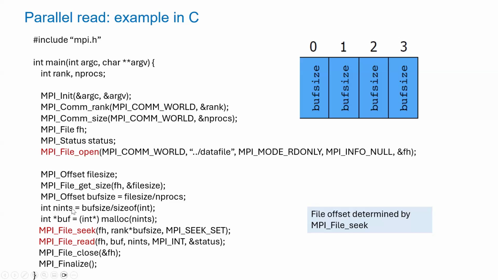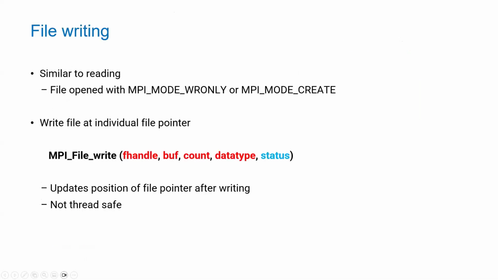We know the count, so how many integers, for example, and we know the type is integer, and the status. This will make sure the read is in parallel, with each process reading its part. So the offset is defined. You can see the file seek command is quite important and plays a role here. And we close the file, and that's it.